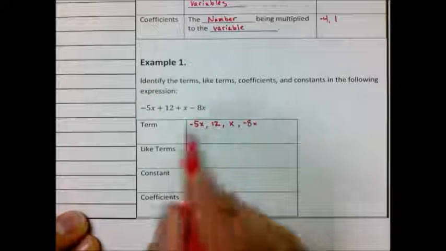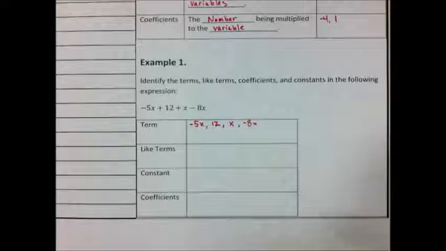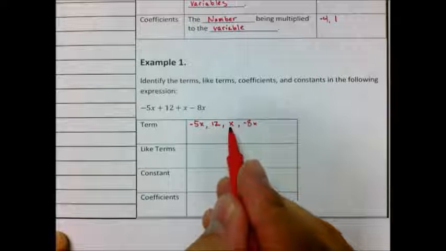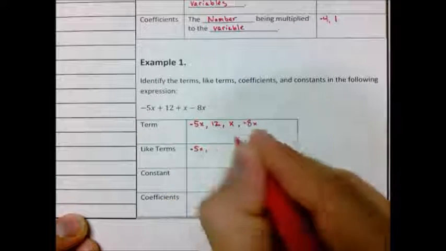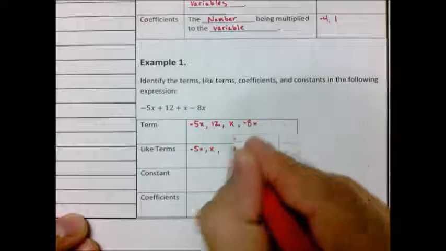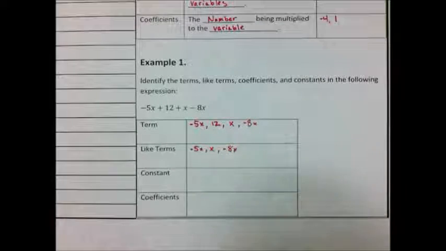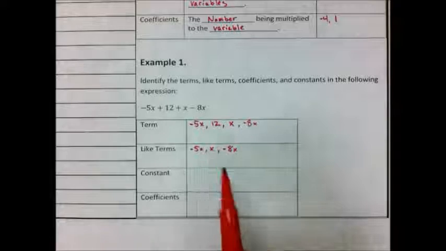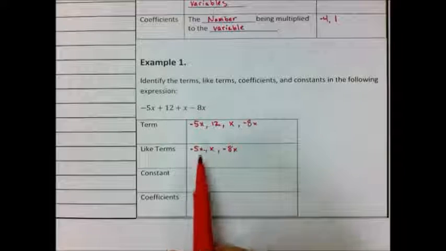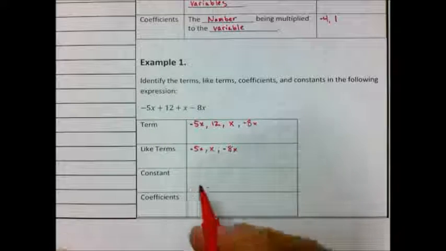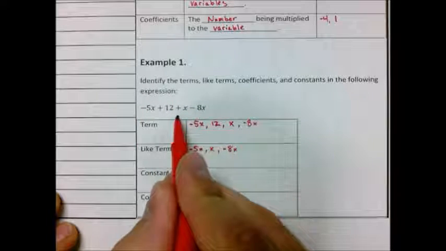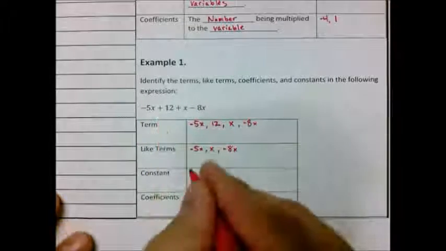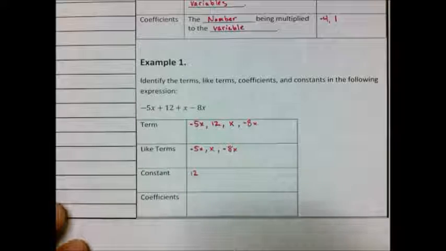So like terms here are the ones that have the same variable to the same power, and we can see x is the common thread here. So our like terms would be negative 5x, x, and negative 8x. There's no other like terms in here. The only variable in there is x, and the only power is 1. Constants, if we look back through here, the only one that doesn't have a variable is the number 12. So our constant is 12.